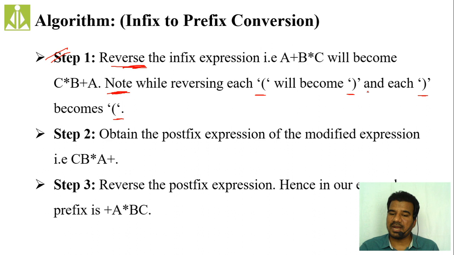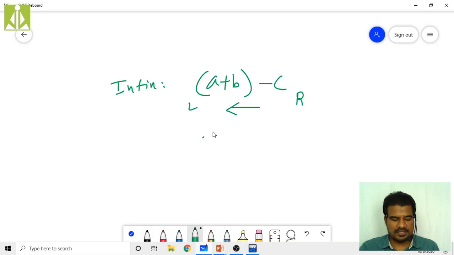So now you see, again I am doing the same reversal. Start from right. Write that C first, then minus, then we have the closing bracket. So in place of closing bracket, what I have to put? I have to put the opening bracket, then B plus A. Again I have the opening bracket, so in place of opening bracket, I have to put the closing bracket. Now it is giving some meaning. Still it is like an infix expression only. It is not a prefix expression.